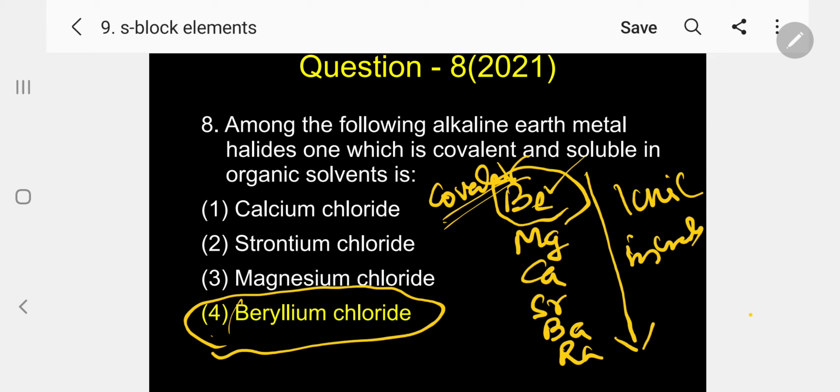That's why beryllium behaves as an amphoteric compound. Kindly follow. We have seen this many times. All these compounds are behaving as amphoteric. So, beryllium chloride is the alkaline earth metal chloride which is covalent and soluble in organic solvent. Because a covalent molecule will be soluble in organic solvent. Ionic will be soluble in water. Please follow. So, the correct answer is beryllium chloride.